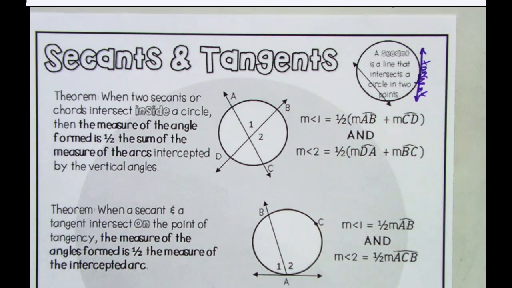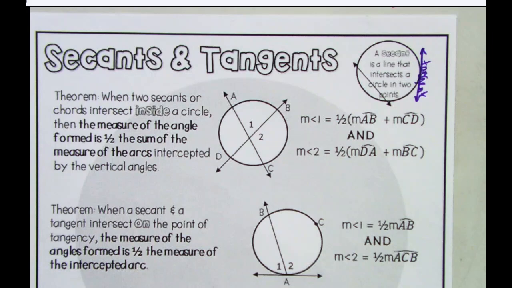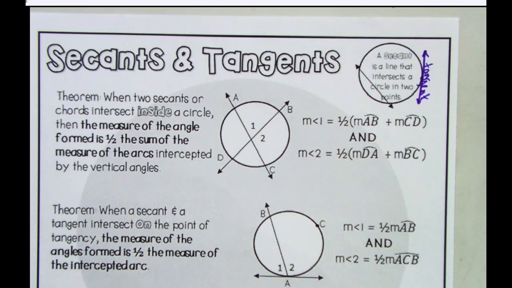All right, so when 2 secants, we've got 2 lines that pass through our circle, intersect inside of a circle, there's that point of intersection, then the measure of the angle formed is half the sum of the measure of the arcs intercepted. That's a whole lot going on. So I want to show you visually what's happening.